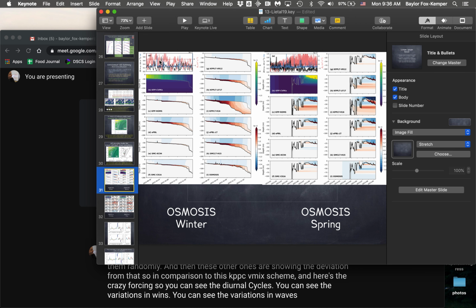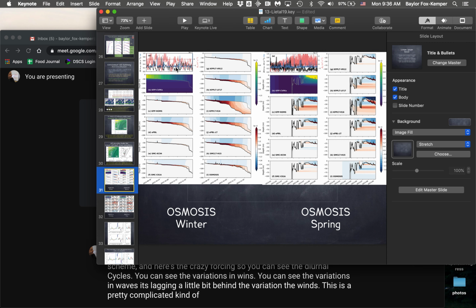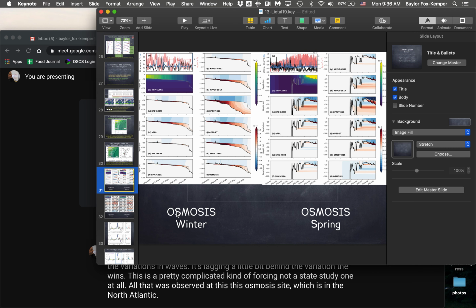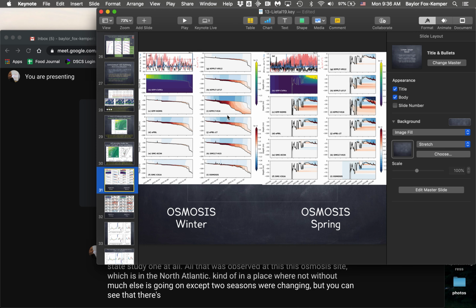It's lagging a little bit behind the variation in winds. This is a pretty complicated kind of forcing, not a steady one at all, that was observed at this OSMOSIS site, which is in the North Atlantic, kind of in a place where not much else was going on except the seasons were changing. But you can see that there's pretty substantial disagreement between the models.